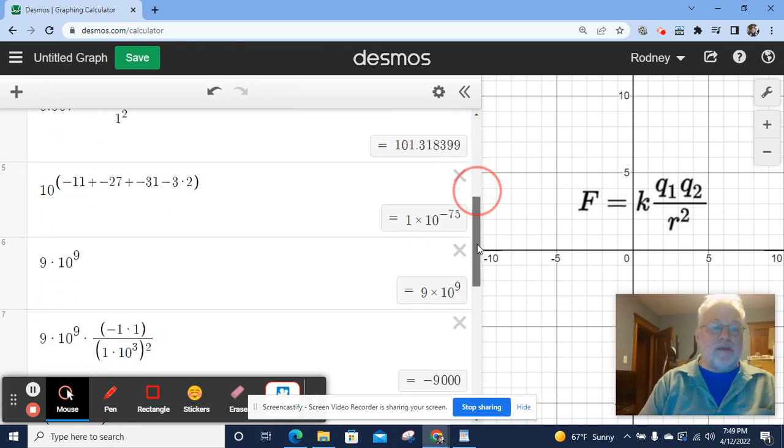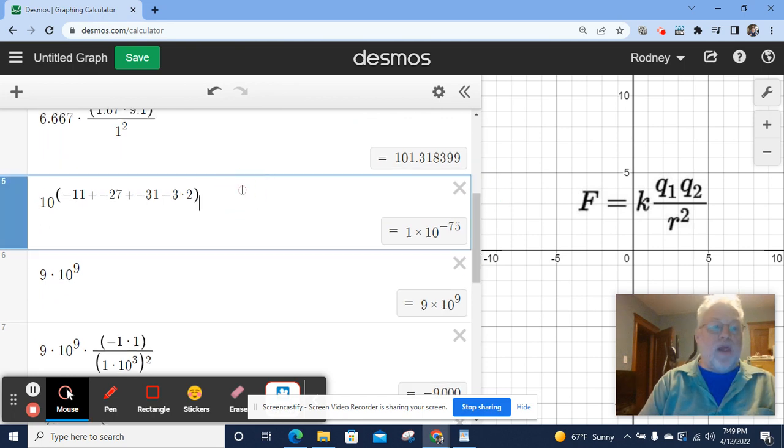Okay, let me go back. I'm not sure why it moved around like that, but there we go. We get 10 to the negative 11 plus negative 27 plus negative 31 minus 3 times 2. I'll go ahead and take care of the 3 times 2. That's a 6. And then we'll deal with negative 11 and negative 27. That's going to become negative 38. And then plus negative 31 will become negative 69. And that minus 6 is going to be negative 75. And so we get a 10 to the negative 75 power.